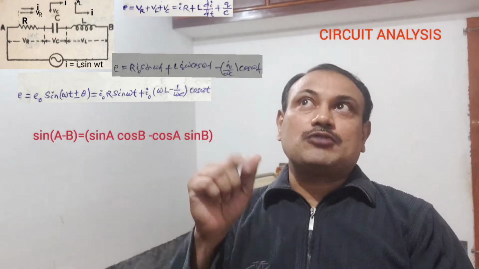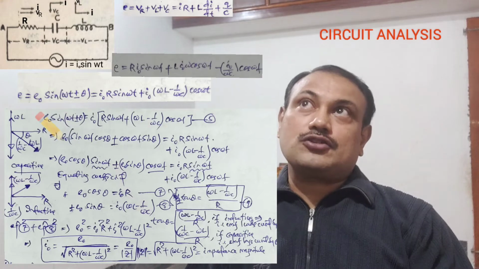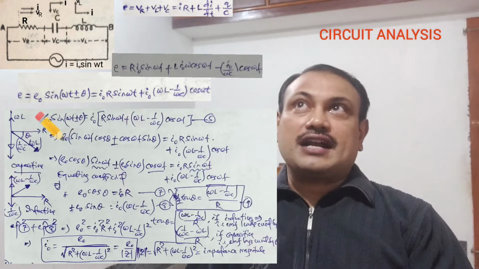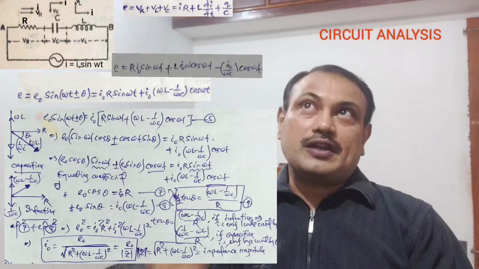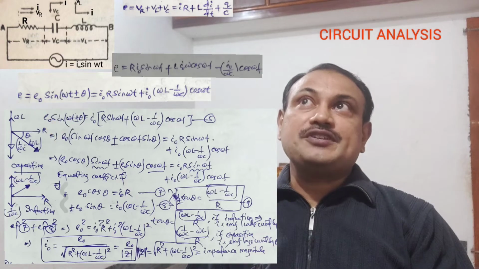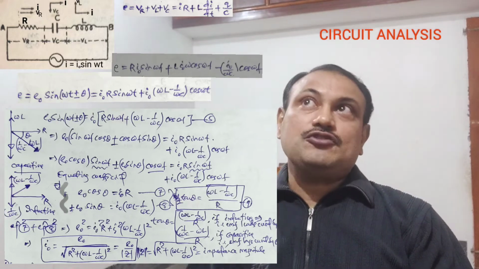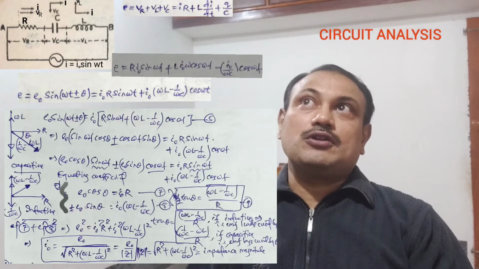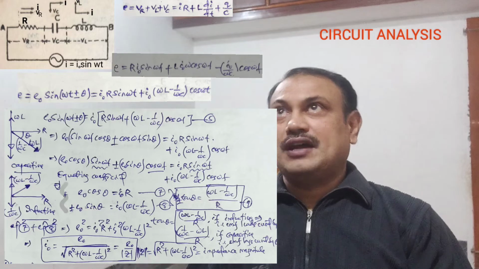We can open the sin(omega t plus or minus theta) term with the sin(A plus B) formula to write the left hand side as E0 times sin omega t cos theta plus or minus cos omega t sin theta, which equals on the right hand side I0 R times sin omega t plus I0 times within bracket omega L minus 1 upon omega C times cos omega t. Now we can equate the corresponding coefficients of sin omega t and cos omega t on the left and right hand sides, that is E0 cos theta equals I0 times R, and plus or minus E0 sin theta must be equal to I0 times within bracket omega L minus 1 upon omega C.